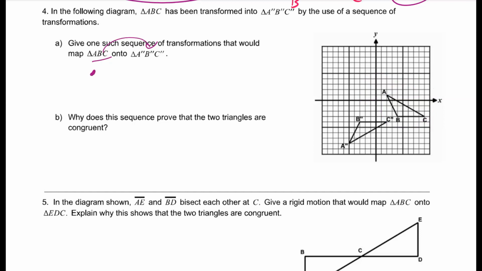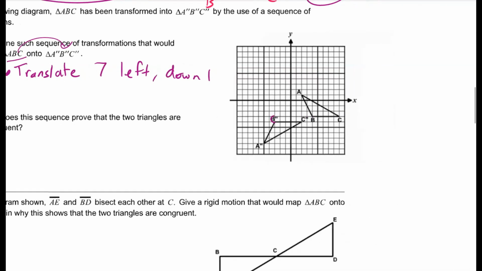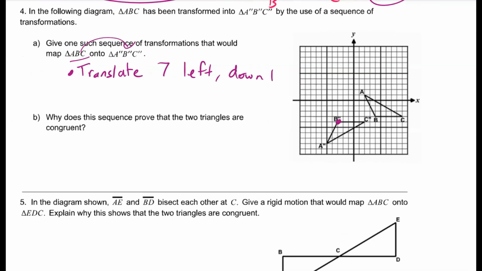The first thing I always like to start with, if the triangles aren't close enough together, is a translation. So I'm going to translate, if I'm counting my boxes, 1, 2, 3, 4, 5, 6, 7 left. So I'm going to start with translating 7 left. And just so they're connected, I'm going to move it down 1 as well. So if I do that to all of my points, my B prime would land right there, my C prime would land right there, and it looks like my A prime would land right there.